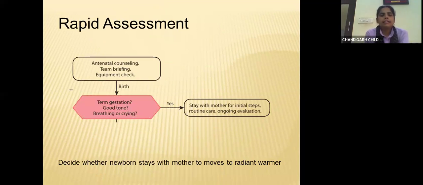First, we check the antenatal counseling. Team briefing and equipment check are important, because with antenatal counseling we check for any high-risk antenatal risk factors. Second, team briefing is very important because when we brief the team, everyone knows their function when an emergency happens. And equipment check is important. Whenever a baby is born, we check term gestation, tone, and breathing or crying. At that time, we follow the routine steps.